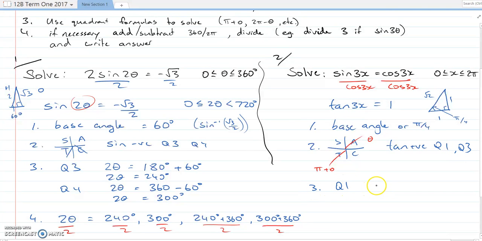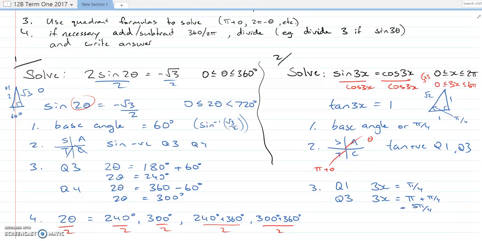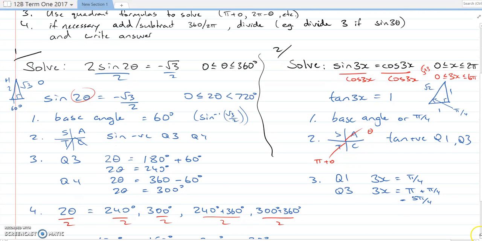Quadrant 1, 3x is what we're solving for, equals pi over 4. Quadrant 3, 3x equals pi plus pi over 4, which equals 5 pi over 4. I'll go back up a second here. We're dealing with 3x. Forgot to do this part. So 3x, times everything by 3, and we get 6 pi. 3x goes all the way up to 6 pi, so we can add 2 full circles onto our answer.